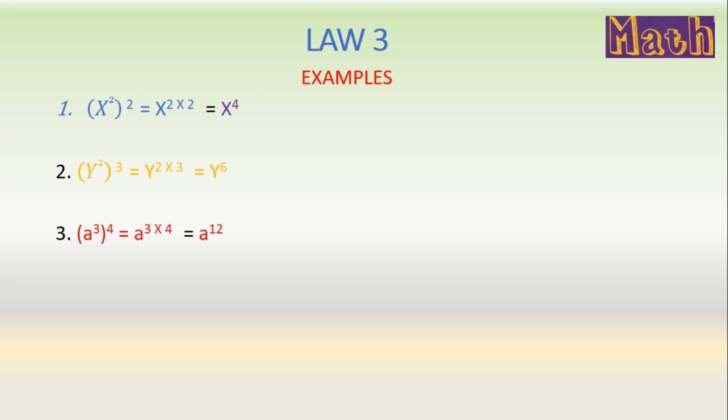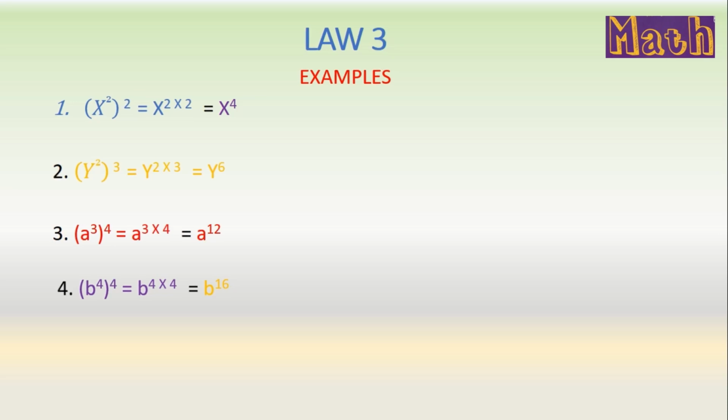So I have 3 times 4. 3 times 4 gives me 12. So I have a to the power 12. The next one also states that when a power is multiplied to a power, we multiply the powers or exponents. So 4 times 4 gives me 16. So I have b to the power 16.